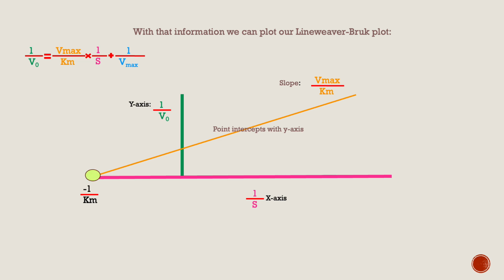The point where the line crosses the x-axis is -1 over Km. And if you're questioning why it is negative, it's because it is located on the negative side of the x-axis. And last but not least, the point where the y-axis is intercepted will be called 1 over Vmax, which is the reciprocal value of the maximum velocity.